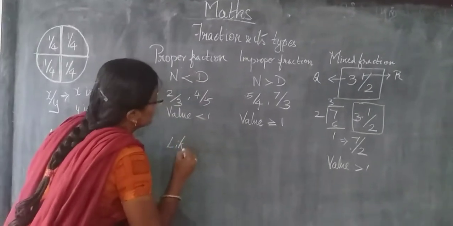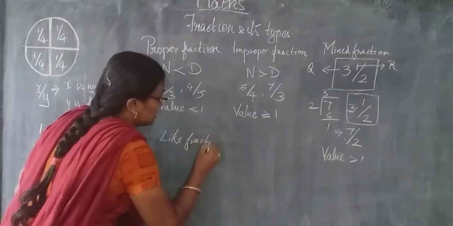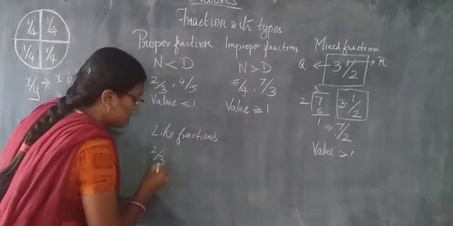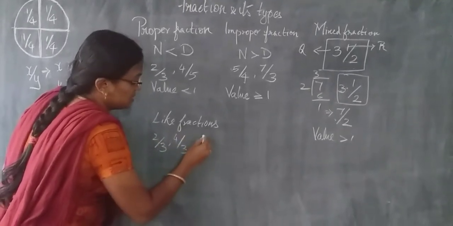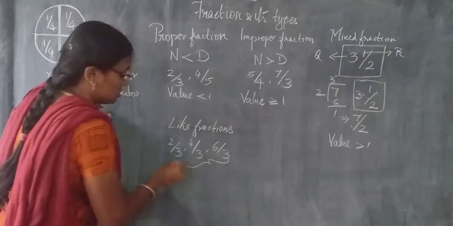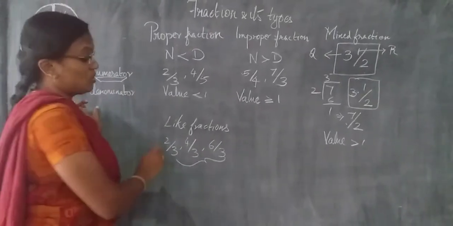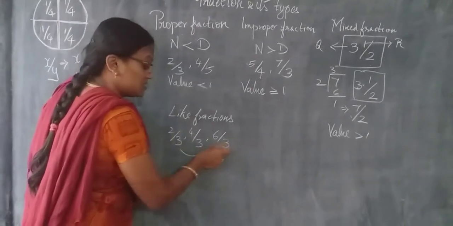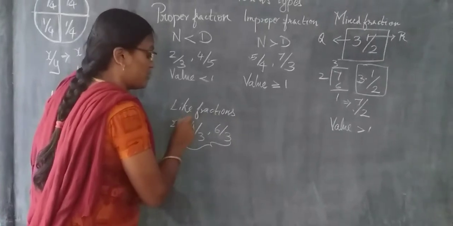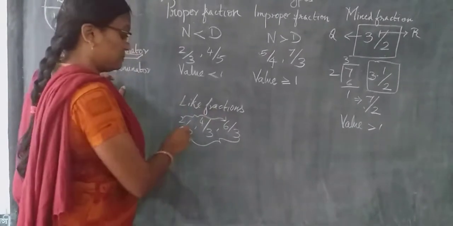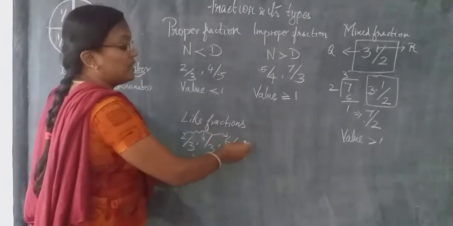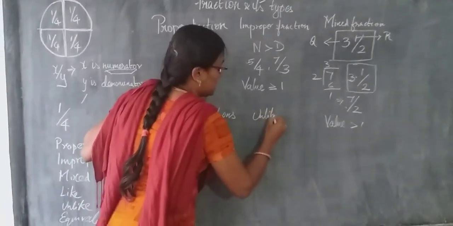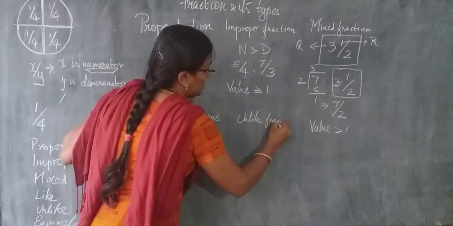Now let us see like fractions. Like fractions are those in which the denominators are the same. For example, 2 bar 3, 4 bar 3, 6 bar 3, in which the denominators are the same. This is called like fractions. Simplification of like fractions is very easy because the denominators are the same, so we only add the numerators. For example, the value of this will be 2 plus 4 plus 6, which is 12 by 3.